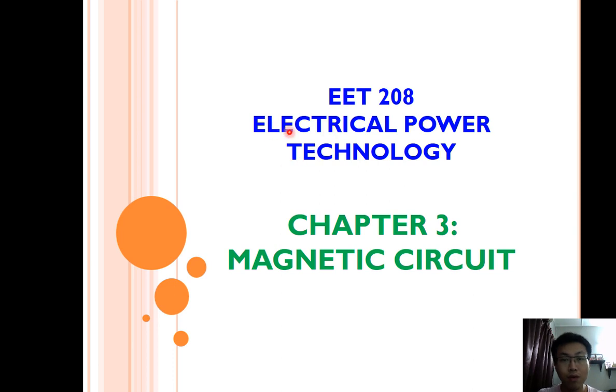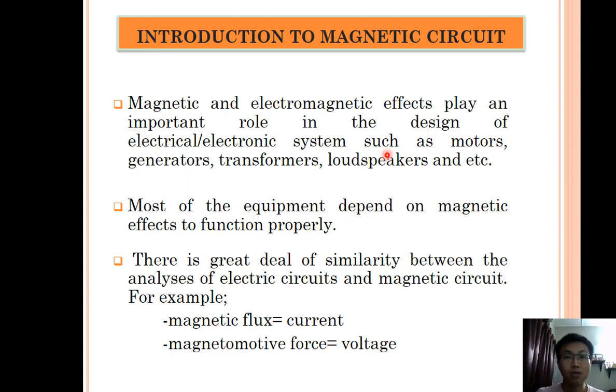Okay. So today we will talk about electrical power technology. Chapter 3, magnetic circuit on electrical power technology. So, introduction to magnetic circuits. Magnetic and electromagnetic effects play an important role in the design of electrical and electronic systems, such as motors, generators, transformers, and loudspeakers, etc. Most of the equipment depends on the magnetic effects to function properly.